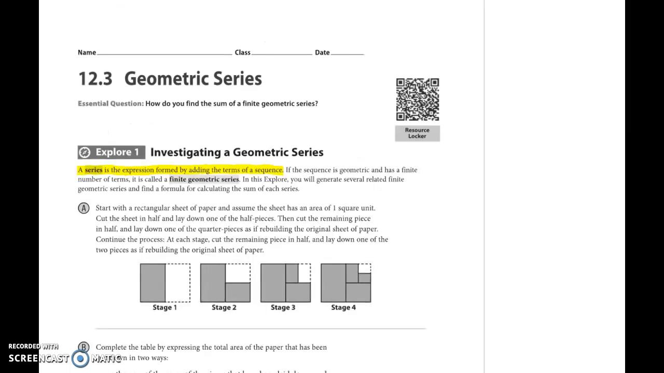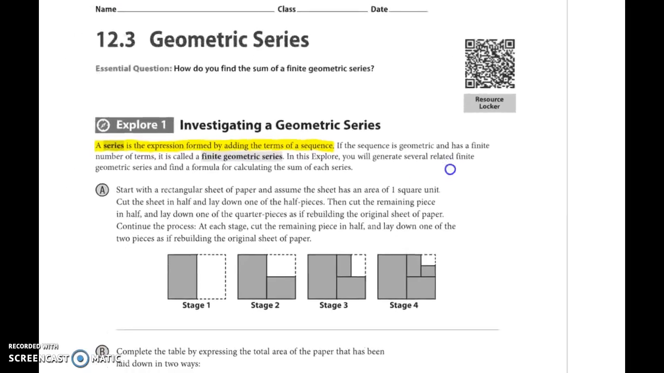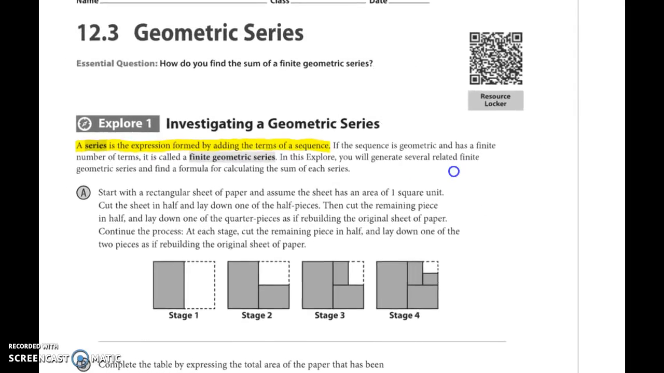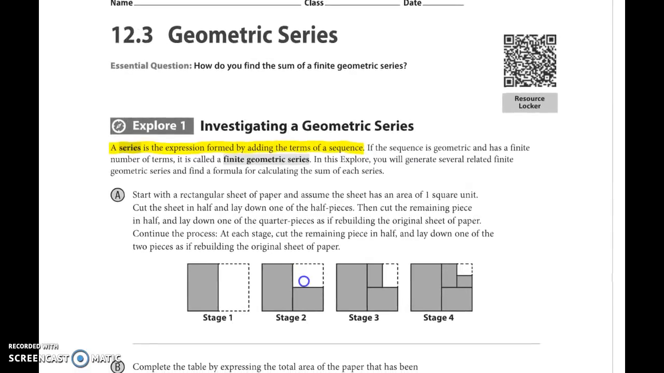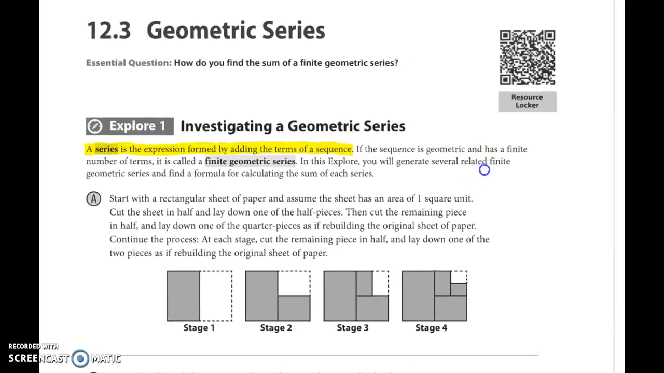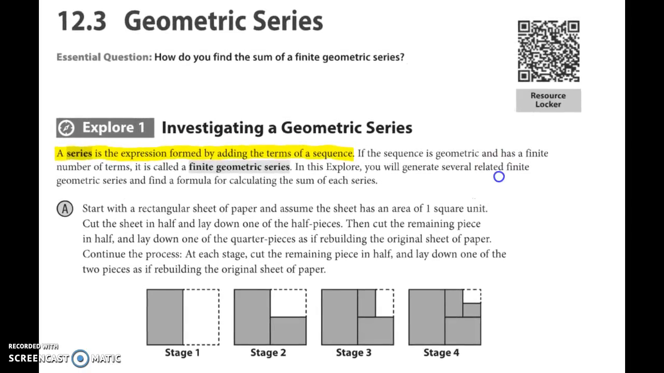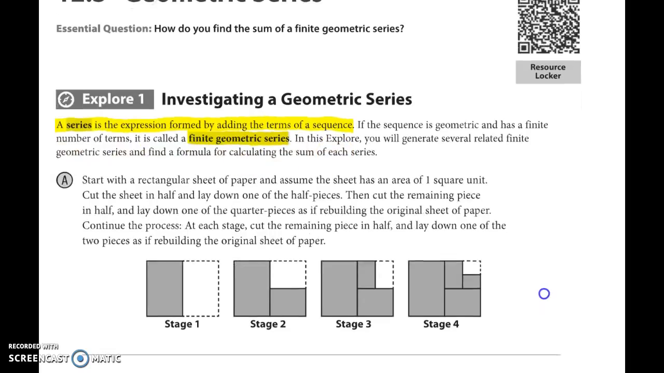So let's go back to our Explorer. And we are going to talk about finite geometric series. So if the sequence is geometric and has a finite number of terms, it is called a finite geometric series. In this Explorer, you will generate several related finite geometric series and find a formula for calculating the sum of each series. So let's see.